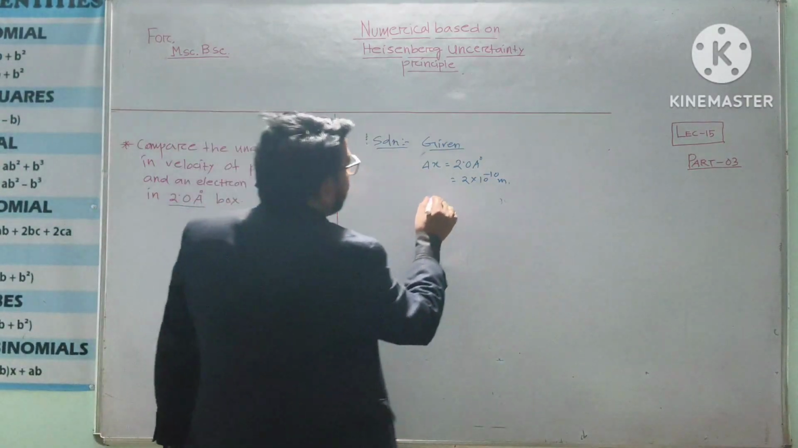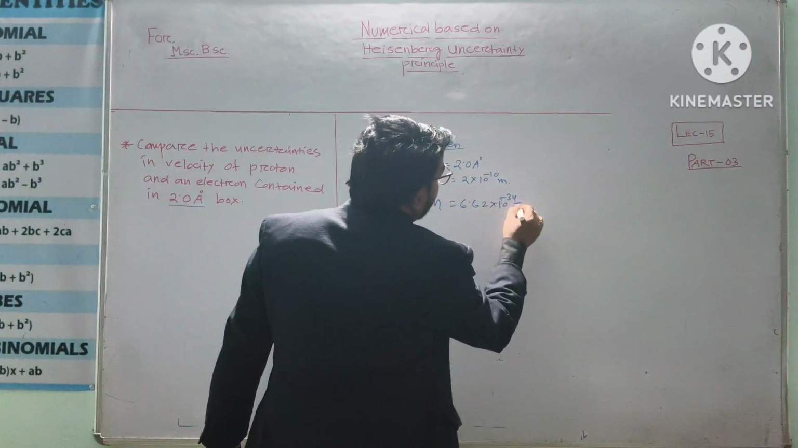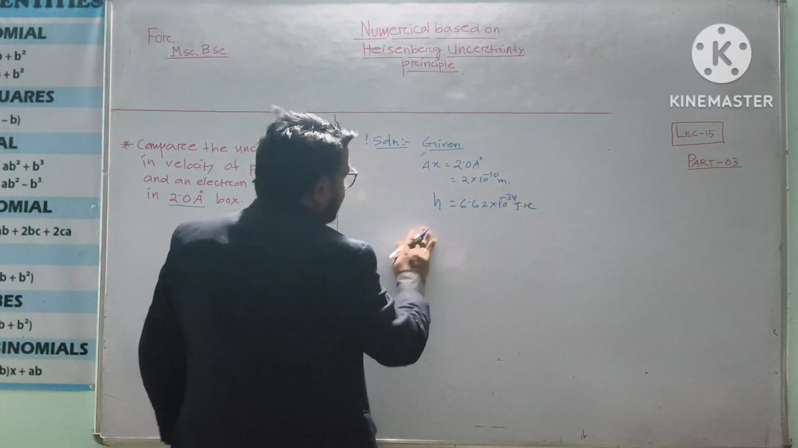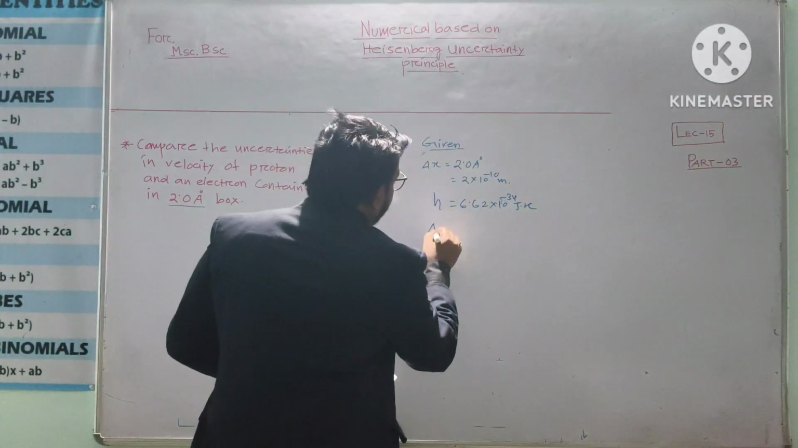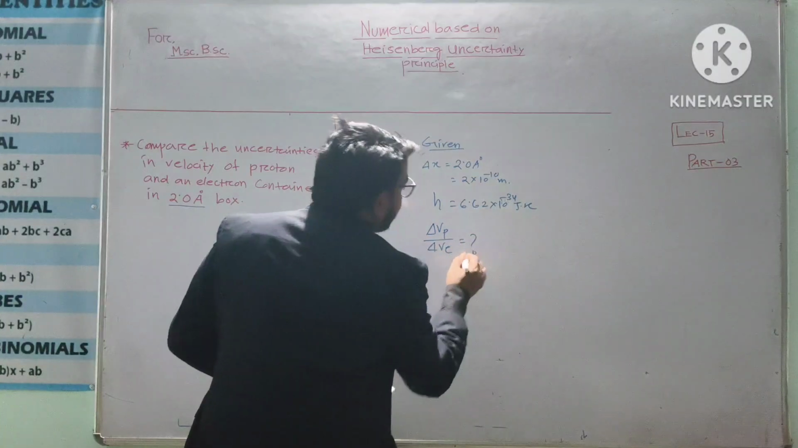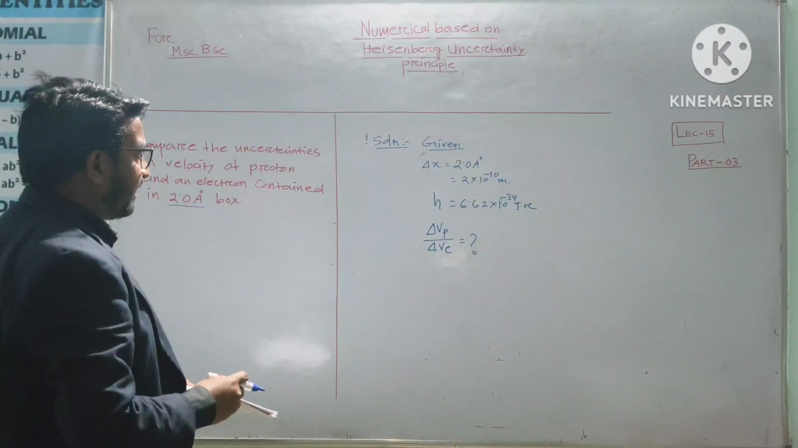Okay, and Planck constant h equals 6.62 × 10^-34 joule second. We need to find out Δv_p divided by Δv_e equal what? Okay. First of all, we are going to find out Δv.